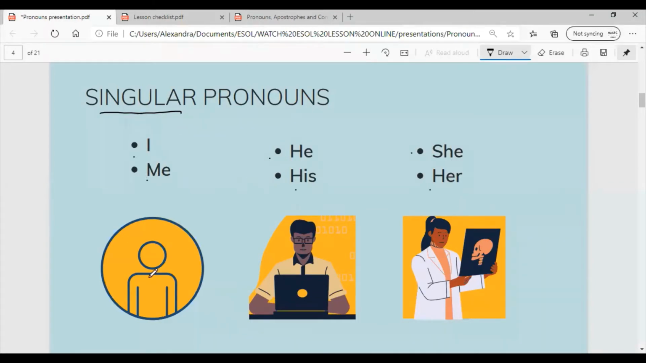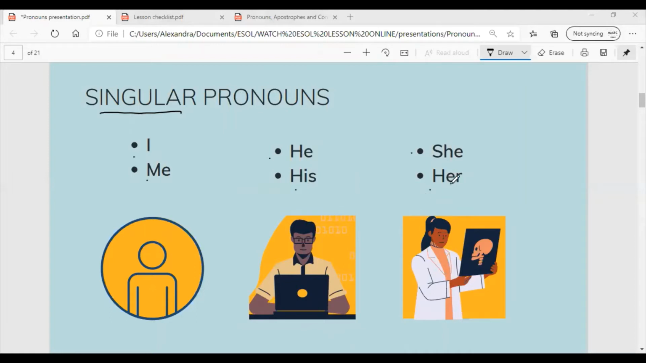I and me are neutral terms. If I was talking about myself, I would say, I am attending an ESOL session, and the I is our pronoun, which you use to describe the person. Then he and she also describe the person. He would typically describe a man or a boy, and she would typically describe a woman or a girl.